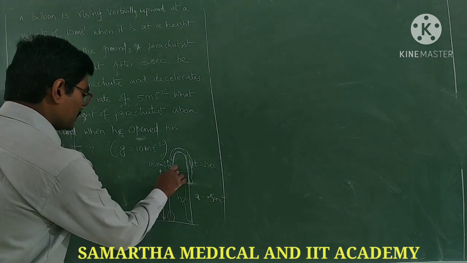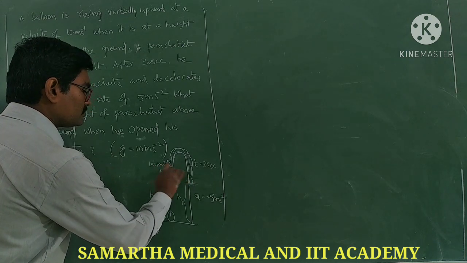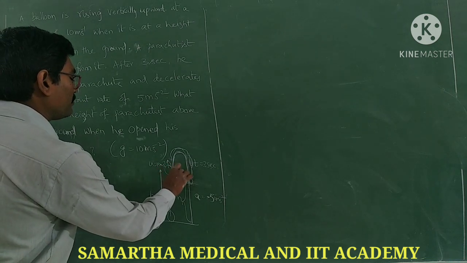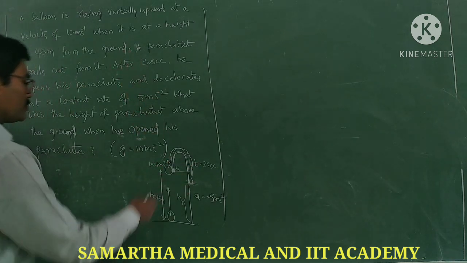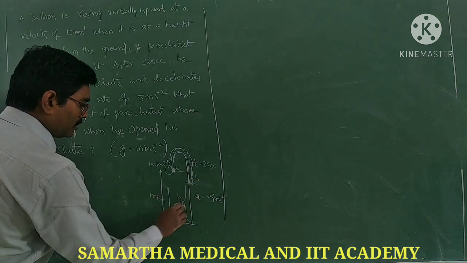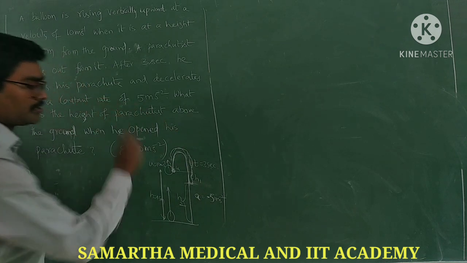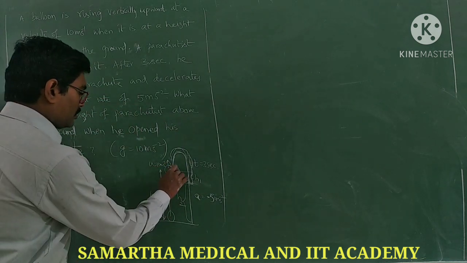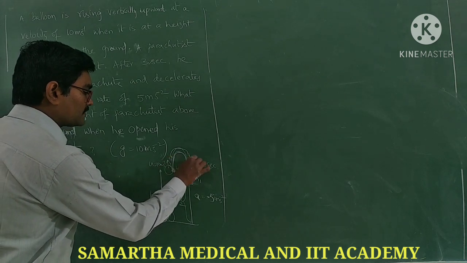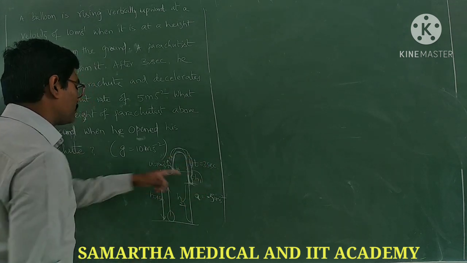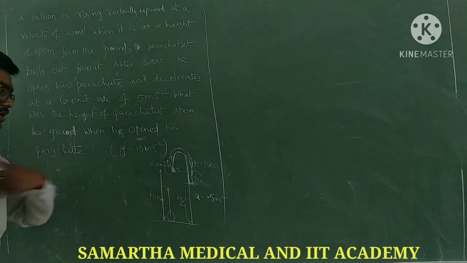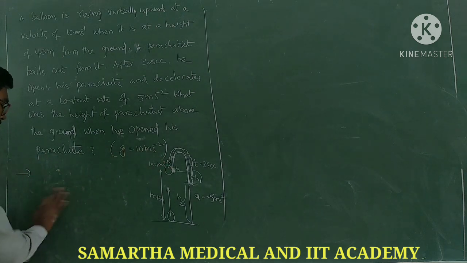After releasing from the balloon, the parachutist is moving up with initial speed u. Take this as h2 and this as h1. It will go up and then come down. So the net displacement is, if this is plus x, this is minus x, you will get minus h1. That minus h1 I am going to calculate before the parachute opens. So I need to calculate that h1. How to calculate?